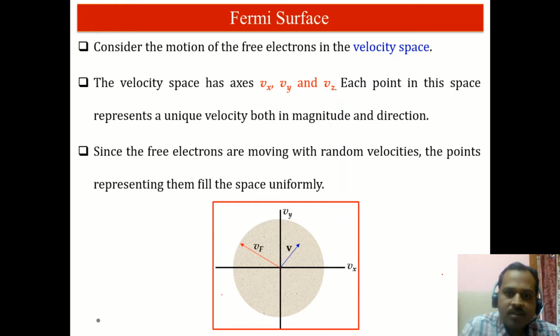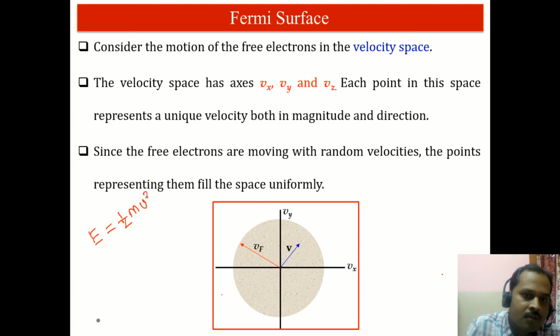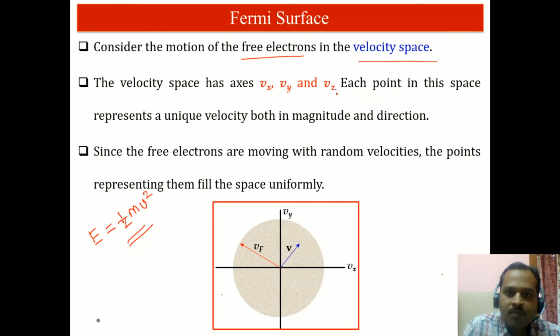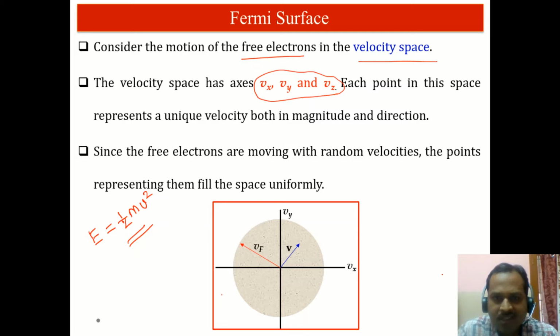We know that the energy of a free electron is given by E equals half mv squared. Since the electron is free, there is no potential energy term, and the entire energy is kinetic, and v is the random speed of the electron. Now consider the motion of the free electrons in the velocity space. That means we have three axes, Vx, Vy and Vz. In real space it is the x, y and z axes, and in velocity space it is the Vx, Vy and Vz axes.